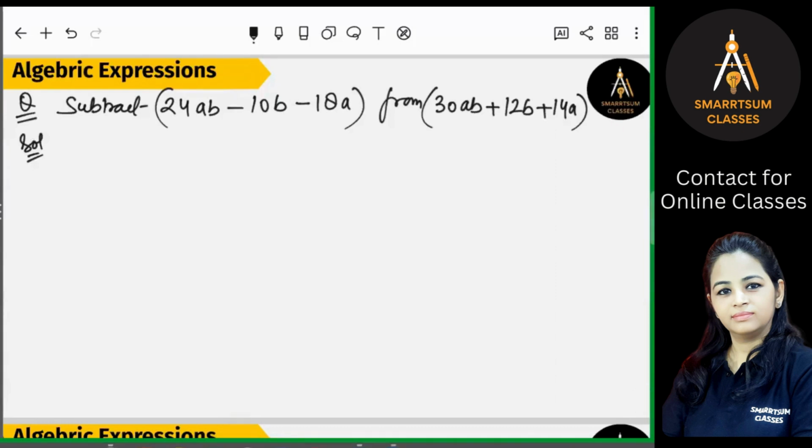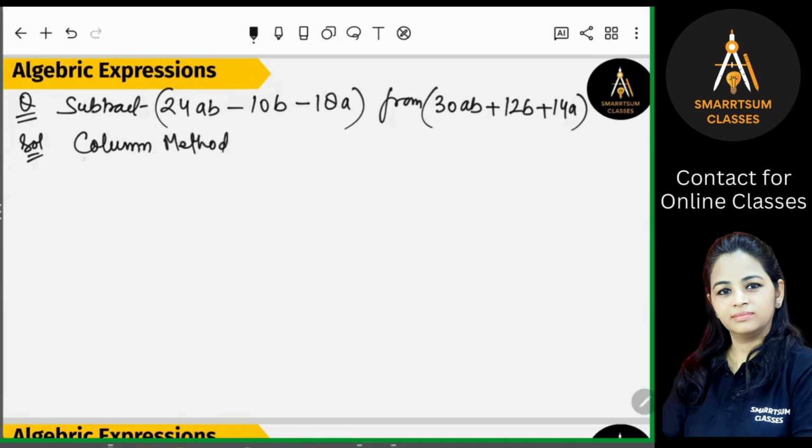Now, look at another question. This is based on subtraction. Subtract 24ab minus 10b minus 18a from another expression, that is 30ab plus 12b plus 14a, right? So these are two trinomial algebraic expressions which we are subtracting, right? Since we are subtracting the first expression from the second expression, I will tell you with both the methods, starting with the column method.